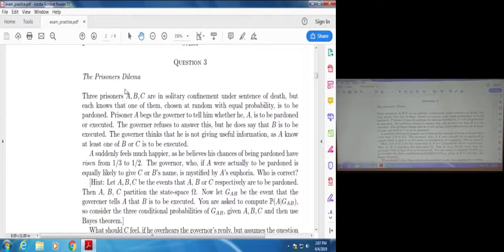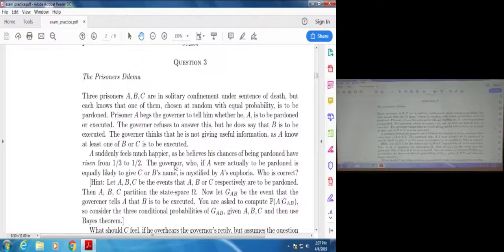So now prisoner A, this prisoner, asks the governor whether he, it happens to be a male prison, is to be pardoned or executed. And the governor won't answer the question, but he does say that B is going to be executed. Okay, the governor thinks he's not giving any useful information, as A knows at least one of B or C is to be executed. Okay, so now this prisoner A suddenly feels much happier because he thinks his chances of being pardoned have risen from 1/3 to 1/2.